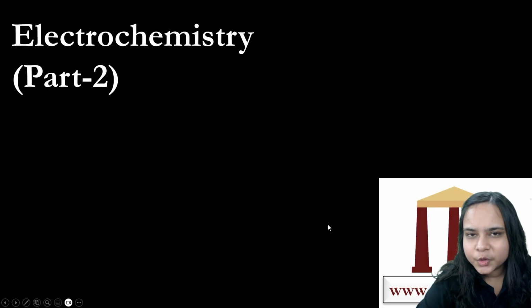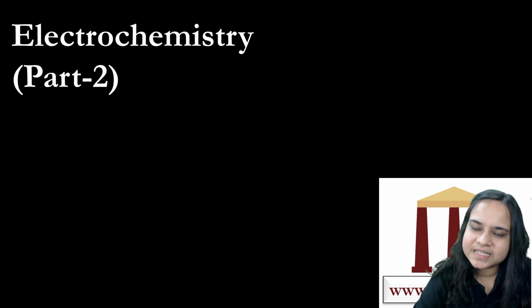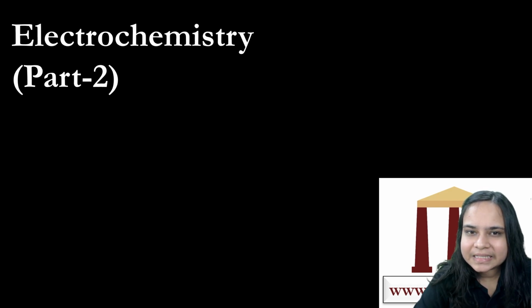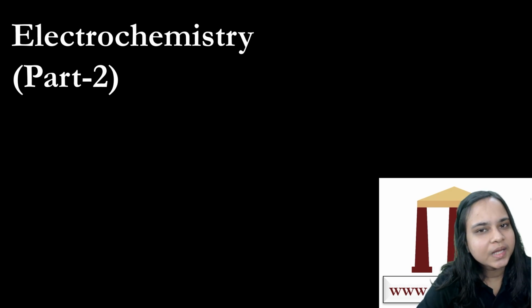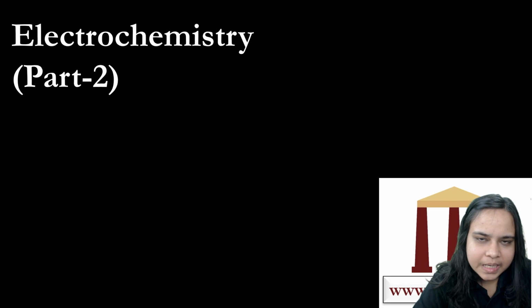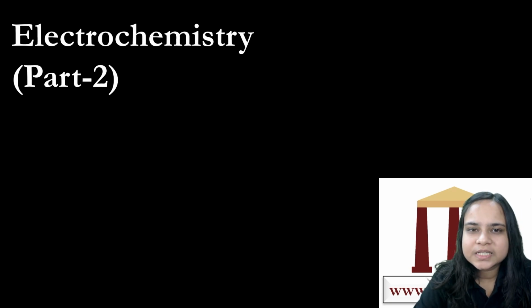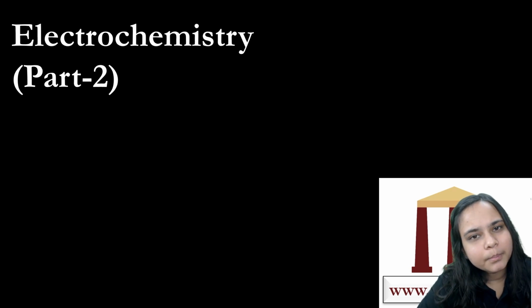Hello students, continuing the series of complete chemistry for class 10th ICSE, we are here with part 2 of this lecture. Today we are going to deal with the two kinds of cells, that is electrochemical cell and electrolytic cell. But before proceeding in the chapter, we need to understand some basic terminologies which will help us to understand the concept of cell in a better way.